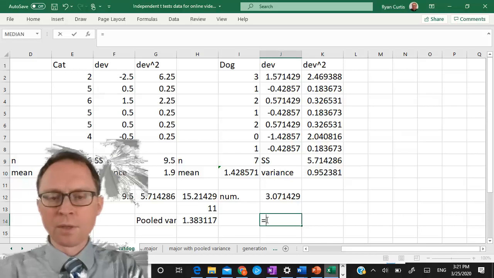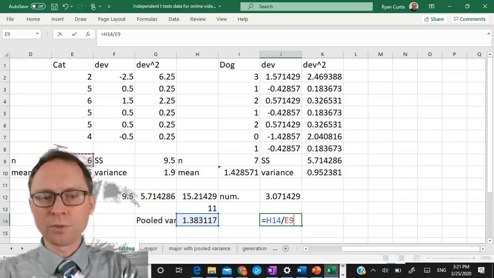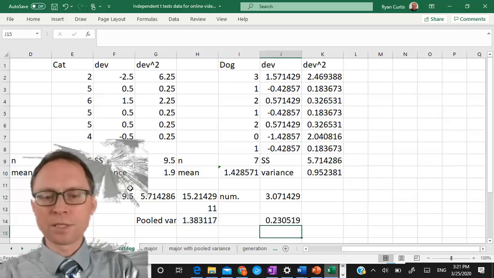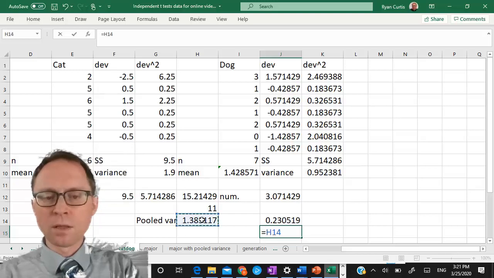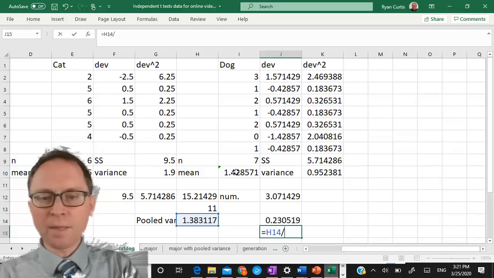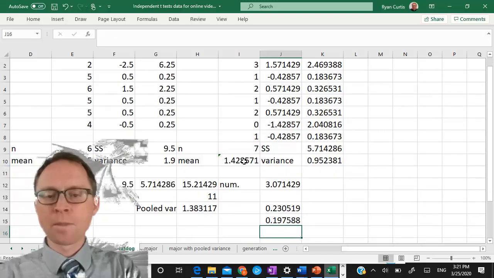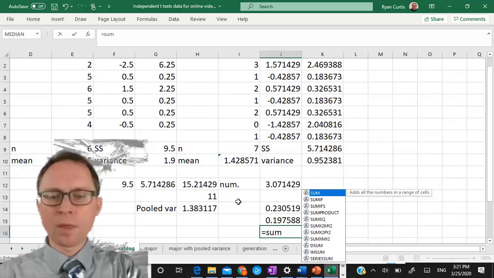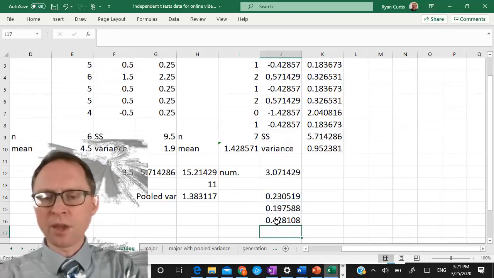the cat people. So first we're going to get pooled variance divided by n sub 1. That's what that is right there. The first group is the cat people, and we get this number right there. The second one is the pooled variance divided by n sub 2. That's the dog people right there. We get that number right there. We add those together, and we get this number right here.